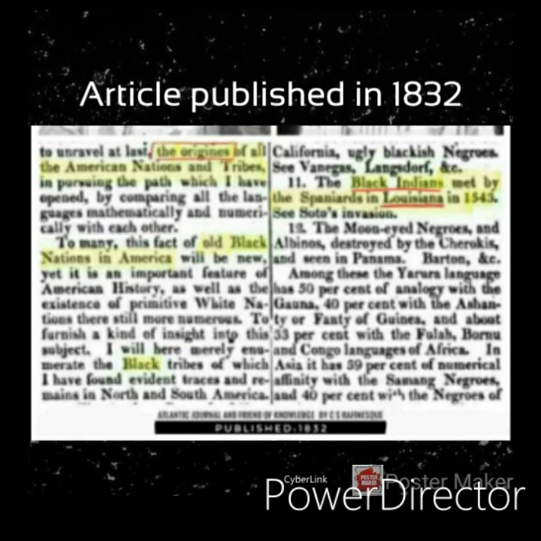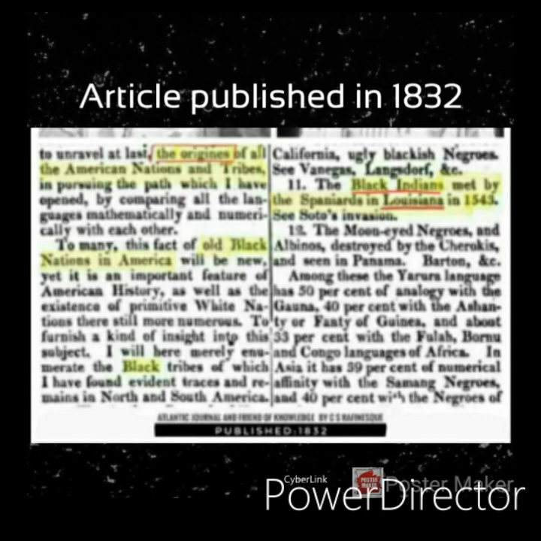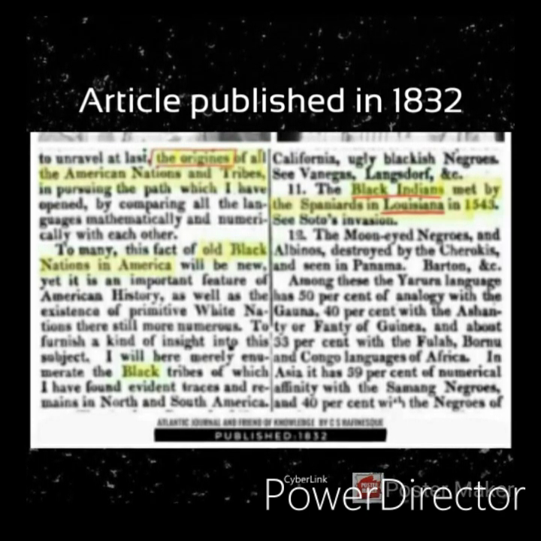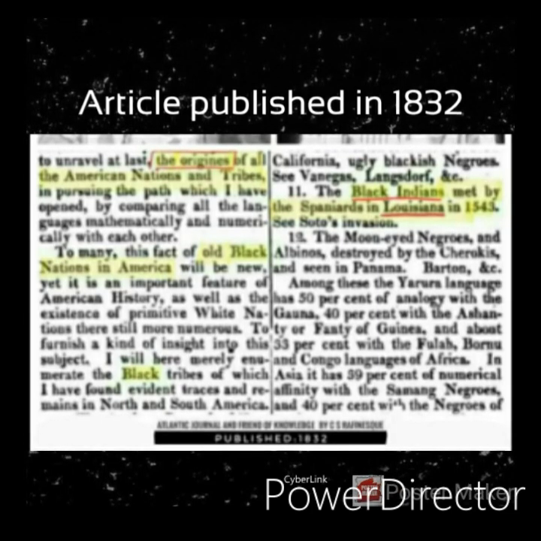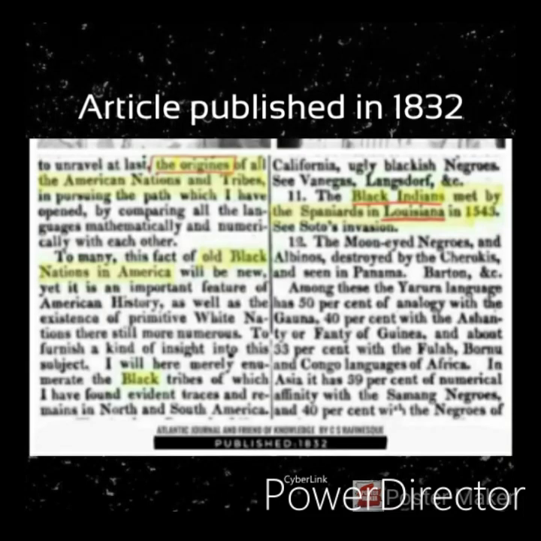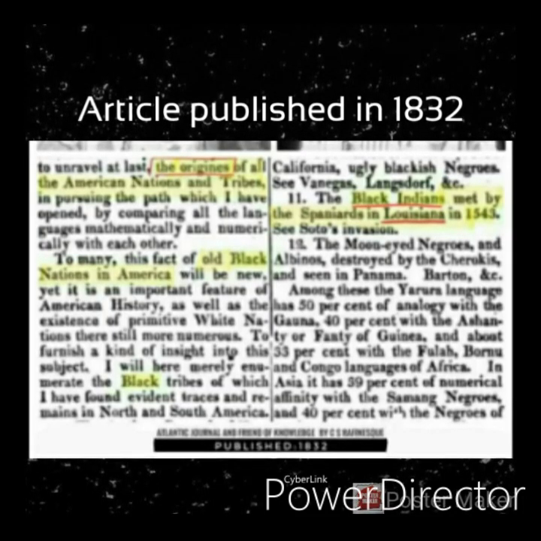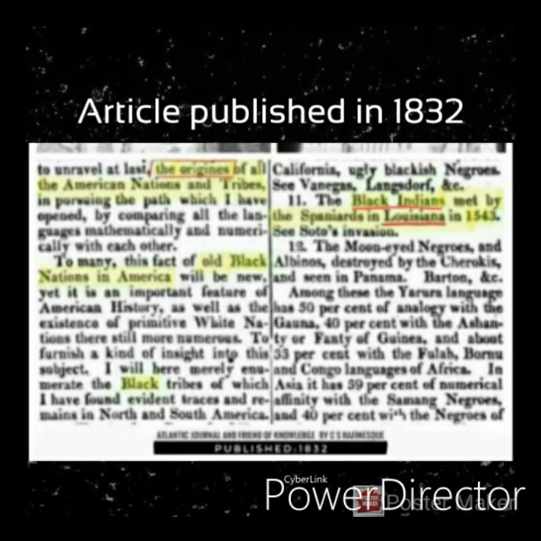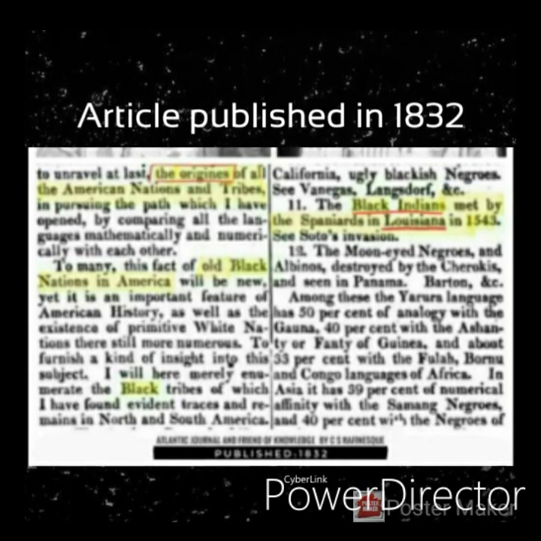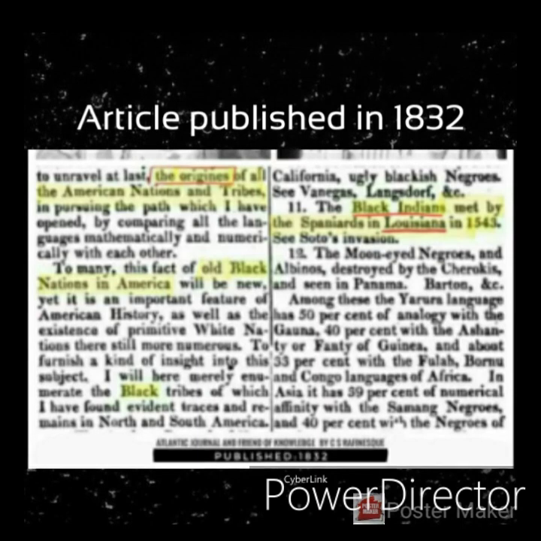They're still more numerous." So the article states, and I quote, "California ugly blackish Negroes and the Black Indians met by the Spaniards of Louisiana in 1543, and the moon-eyed Negroes and albinos destroyed by the Cherokees were also seen in Panama. So the language of these Black tribes is called the Yarura language."